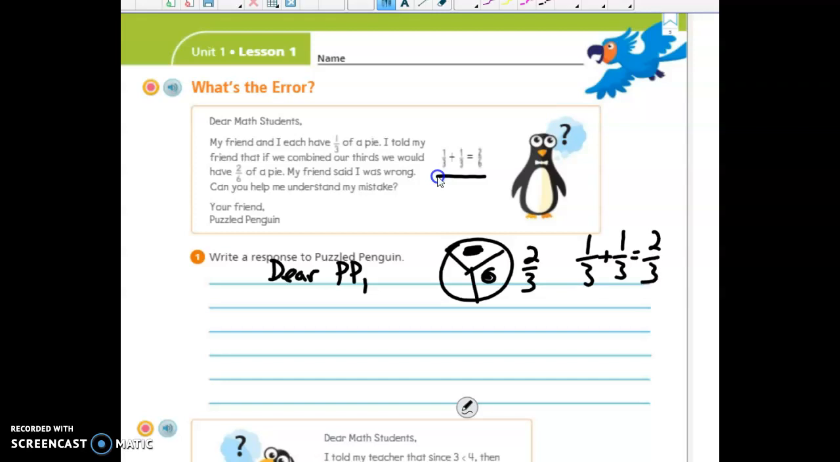Or maybe you said something like, you can't change the numerator, you added the denominators, because 3 plus 3 is 6. And you can't do that because you don't have any 6's here. All you have is thirds. Those thirds don't suddenly become 6's. All right. We're going to move on.